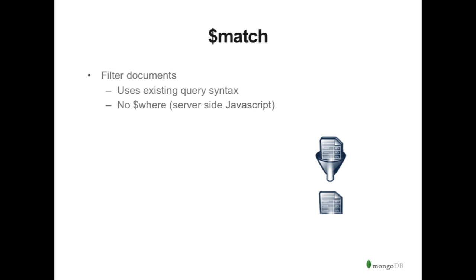So the way the match pipeline stage works is you give it a query just like you would to the find query, and it will filter out the set of documents that don't satisfy that query. Important: you cannot use a where clause. You can't use any server-side JavaScript in the aggregation framework.